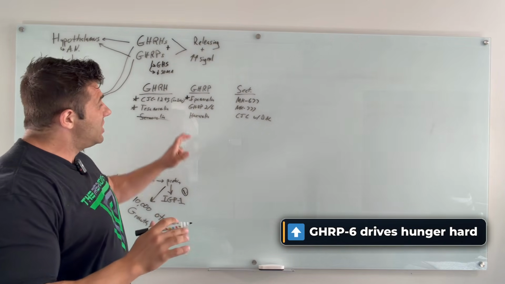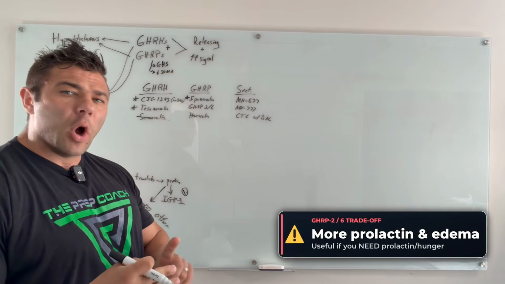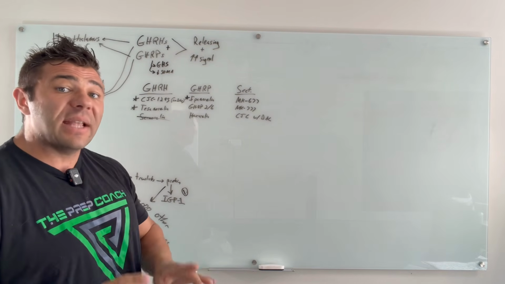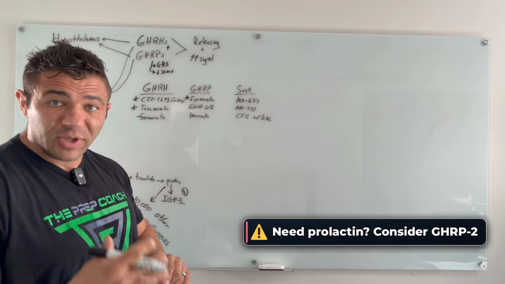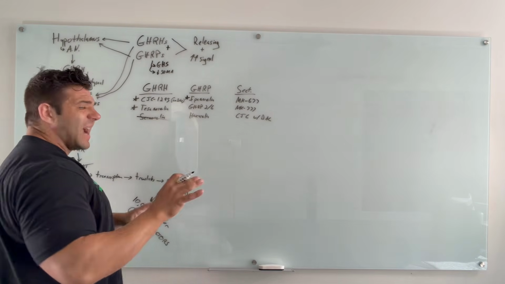With GHRP-2 and 6, though, you will get more of a pressure on prolactin, on edema, and on all those other potentially negative cascades. But if you're someone who needs prolactin, then that could be a good reason to bring in GHRP-2 over ipamorelin. So that's kind of how we see it.